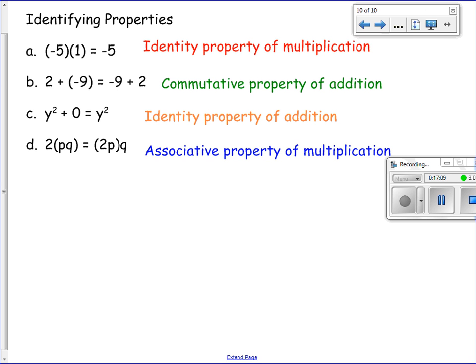So, despite the typographical errors and the arithmetic errors, I believe you have been taught several properties: associative, commutative, and identity properties. This begins our chapter 2.